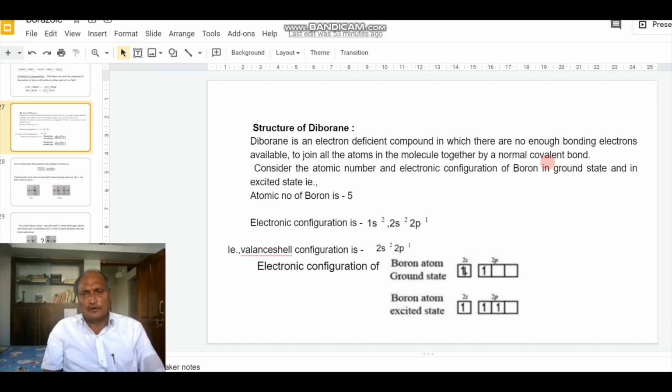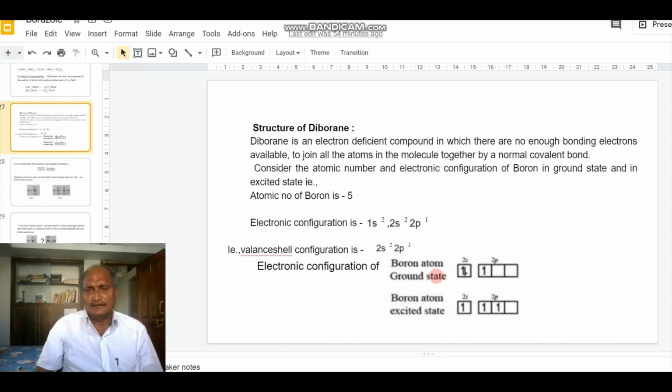Diagrammatically, the electronic configuration of boron atom in the ground state is represented as 1s2, 2s2, 2p1 in general, whereas the ground state configuration under the valence shell of boron is 2s2 and 2p1. This is the ground state configuration of boron atom under the valence shell.